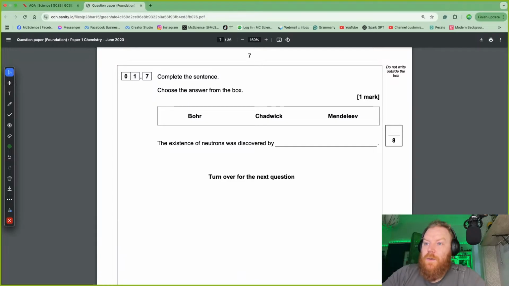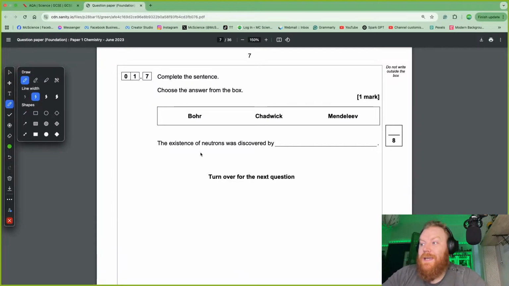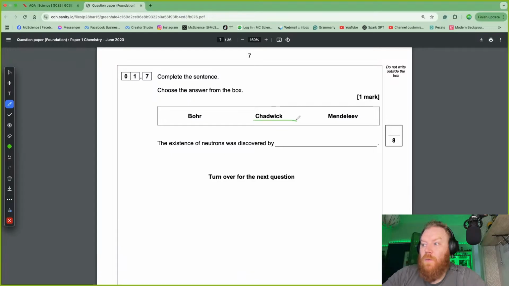So in this situation, the answer would be Chadwick. So Chadwick is who discovered the neutrons. It was only a few years after the planetary model came about, and again, we are able to then know where we're kind of looking.